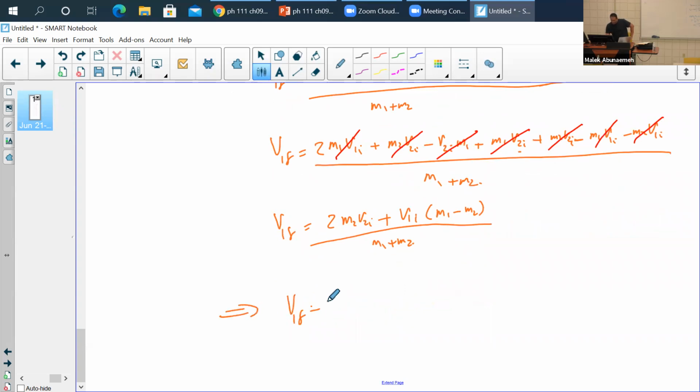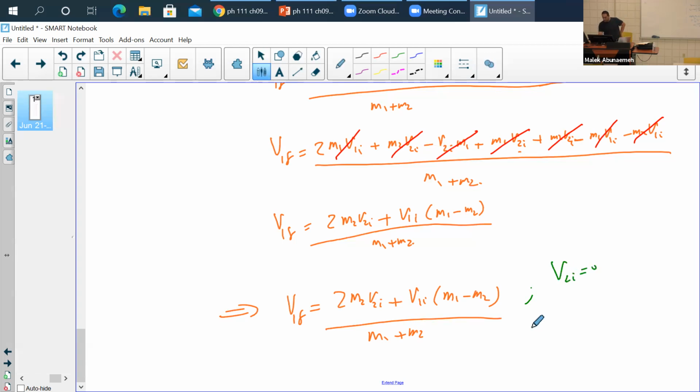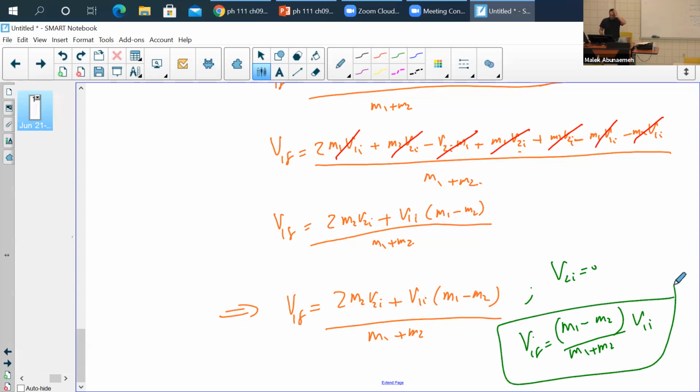So your V1 final is going to equal 2M2 V2I plus V1I times (M1 minus M2), divided by M1 plus M2. Now, when V2I equals 0, when we had the second one stationary, and you solve this, you should get V1 final is going to equal your (M1 minus M2) divided by (M1 plus M2) multiplied by your V1I. That's what we had earlier.